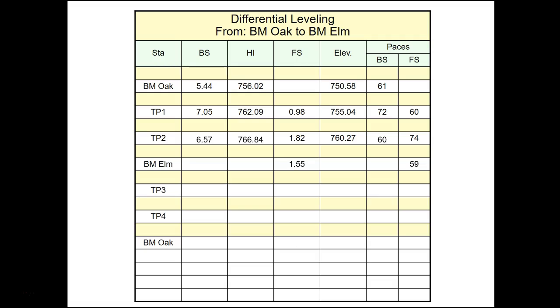Then we take our next foresight reading. That was on the elm tree. And now we're ready to calculate the elevation of the elm tree. So that one would be our instrument height right here minus our foresight. We get 755.29.